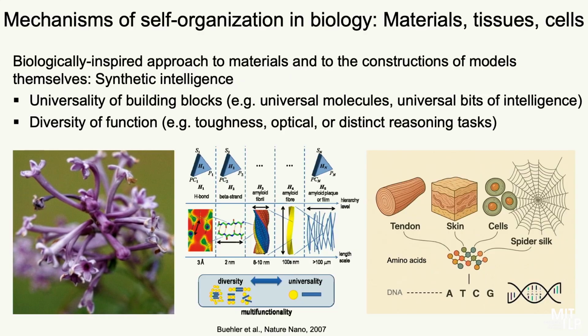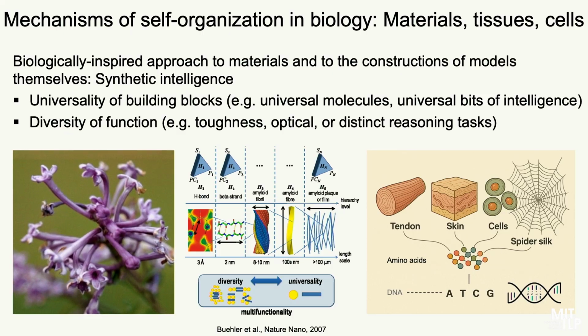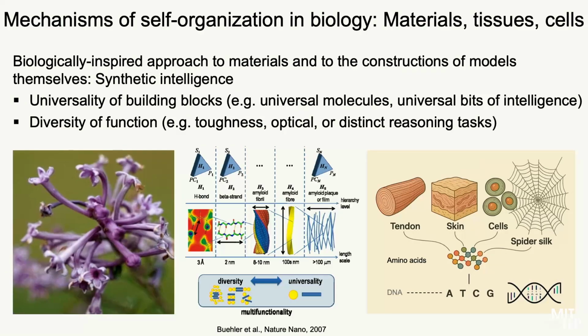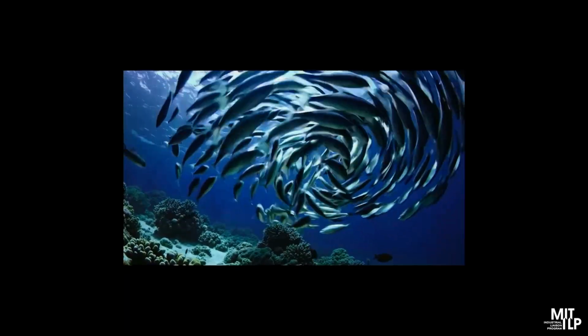And this is, of course, something we see in biology all the time, right? We have building blocks that make larger structures. We see this in swarming, right?